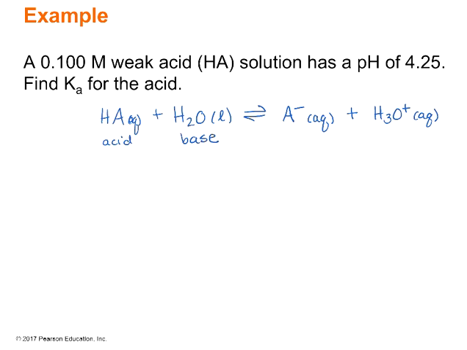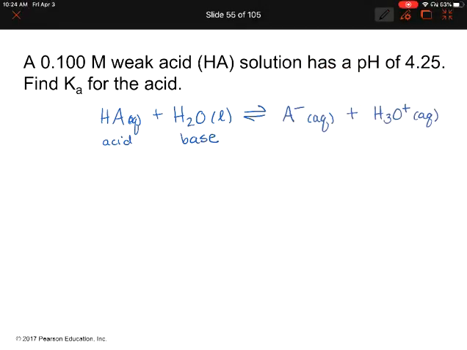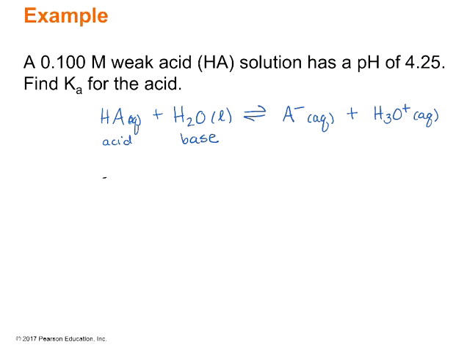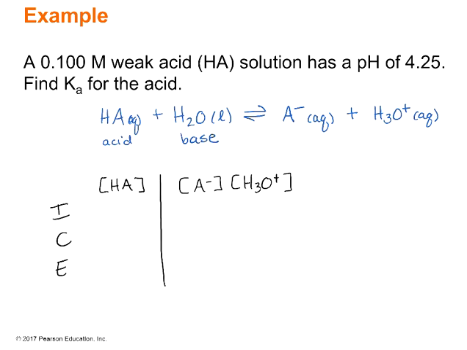And then we're going to write out our ice table. And I'm going to separate the products from the reactant again. And we were told that the initial concentration of the acid was 0.1. And then we can assume that the initial concentration of A minus is 0. And then the concentration of the hydronium ions is approximately 0.